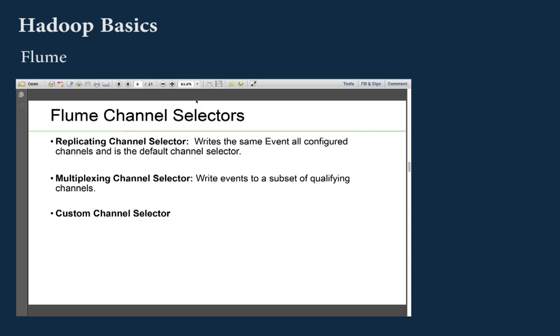A multiplexing channel selector will write events to a subset that qualifies. So let's say there is a tweet related to elections; the multiplexing channel selector will only write it to a channel which is related to elections and nothing else. You can have your own custom channel selectors also.